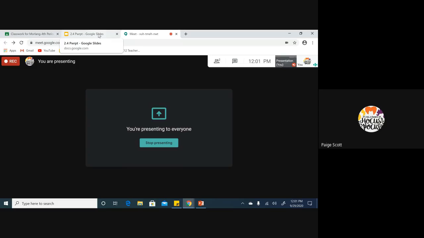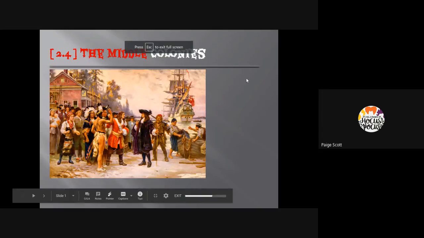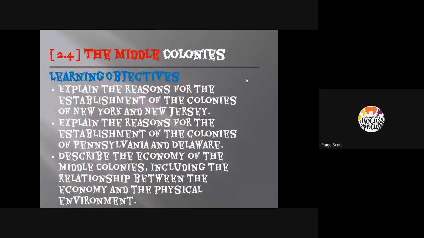Okay, so here is the Chapter 2.4 PowerPoint. The Middle Colonies. Learning objectives. Explain the reasons for the establishment of the colonies of New York and New Jersey. Explain the reason for the establishment of the colonies of Pennsylvania and Delaware. And describe the economy of the Middle Colonies, including the relationship between the economy and the physical environment.